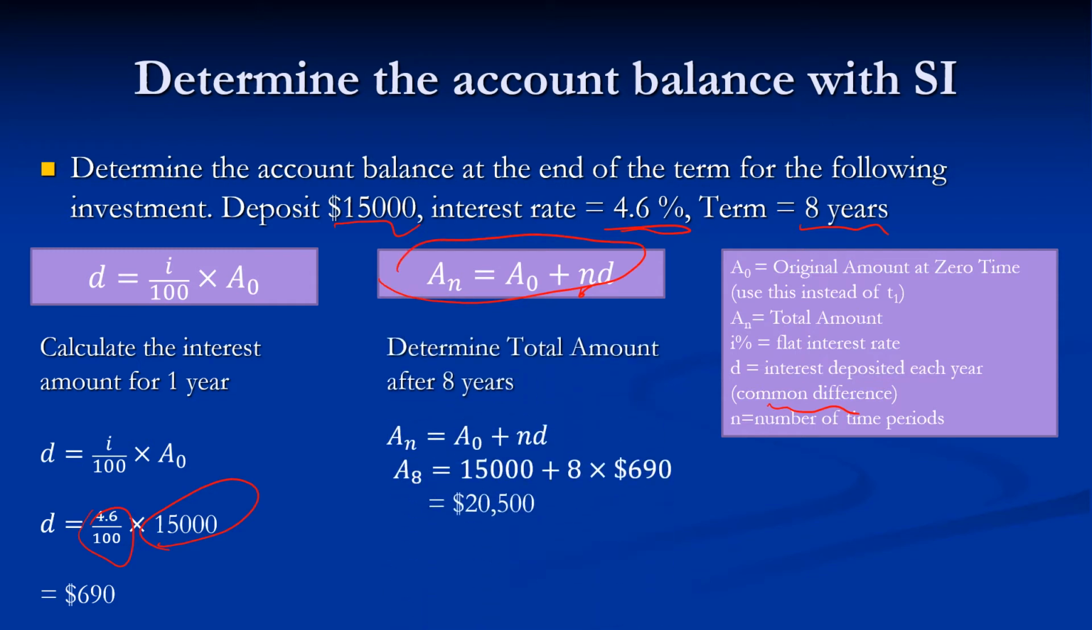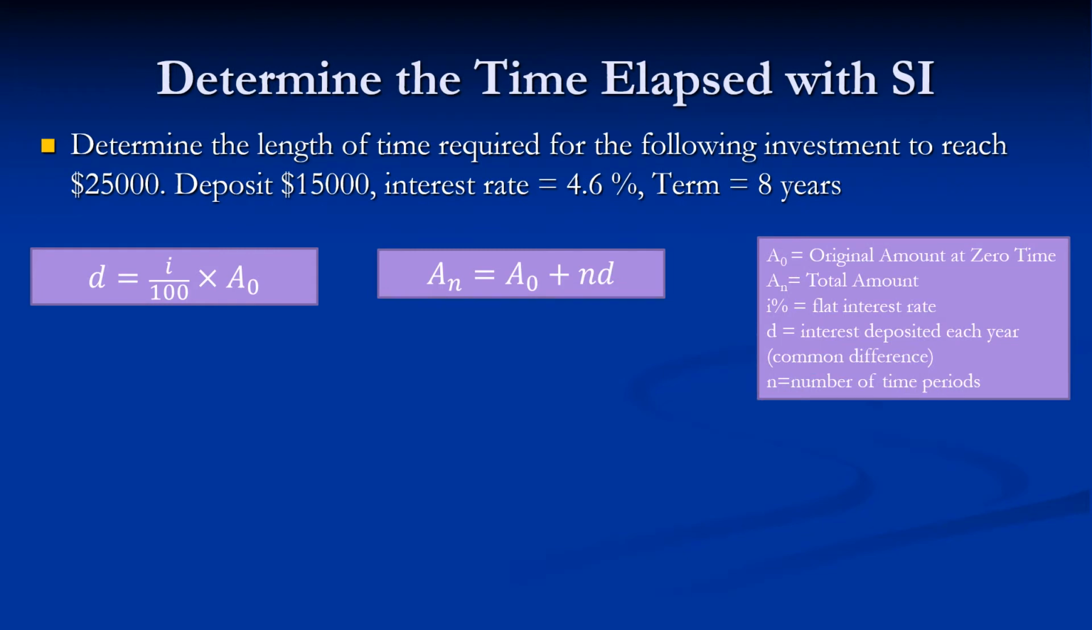To determine the total amount after 8 years, the total amount is the original amount plus the number of time periods multiplied by the interest deposited each year. So we're just saying $15,000 plus 8 times $690. That's $20,500. So the account balance after 8 years is $20,500.